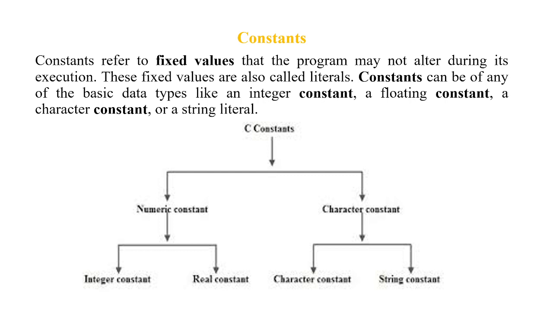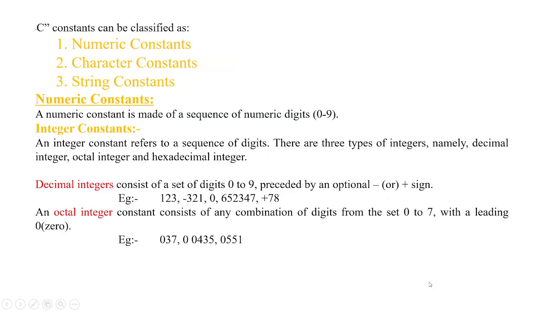In hierarchy, I have presented that constants are categorized into numerical constants and character constants. Under numerical constants, integer and real constants will come. And under character constants, single character constants and string constants will come. Let us know about them.